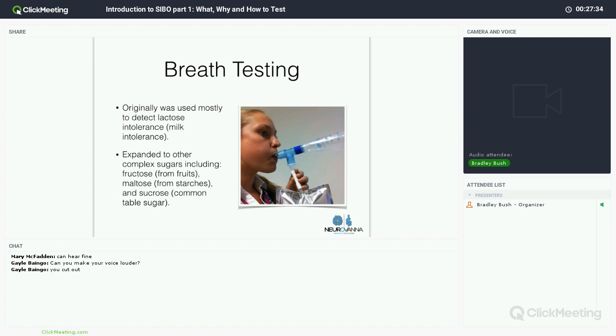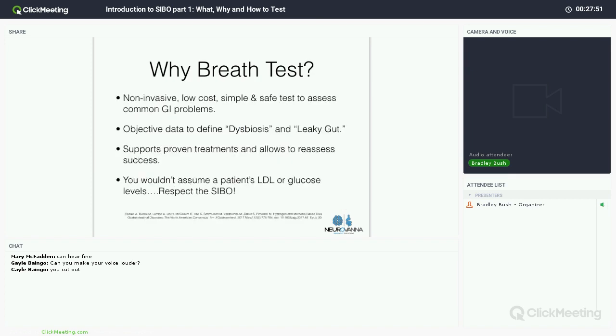Now, breath testing was originally created to detect lactose intolerance, and then eventually other sugars were used because you can see that people had malabsorption syndromes to fructose and to maltose and to sucrose. So why breath testing? Well, breath testing with patients is non-invasive. It's low cost. It's simple, easy to assess many common GI problems.